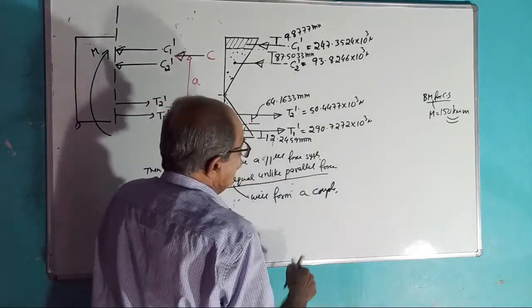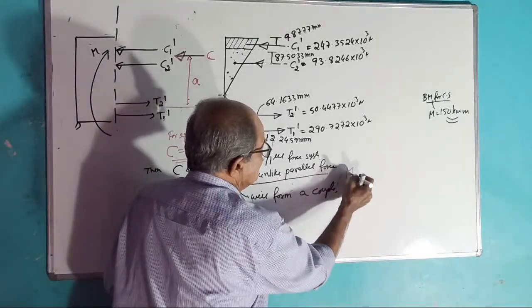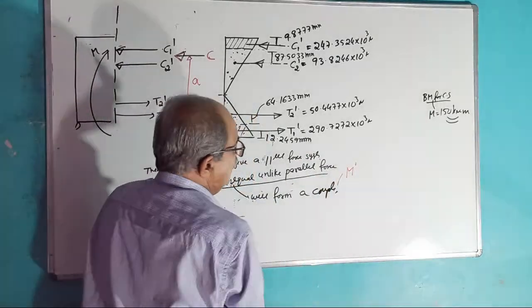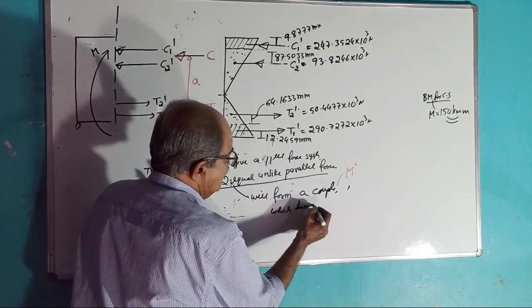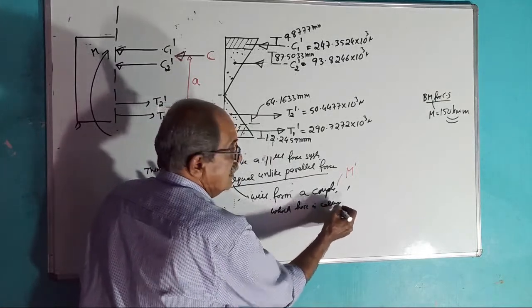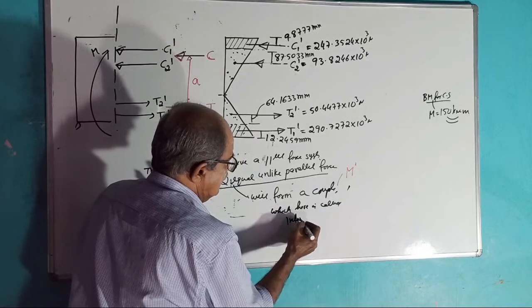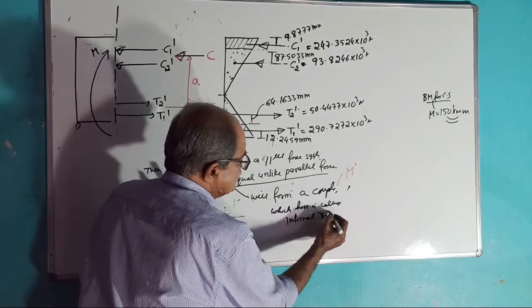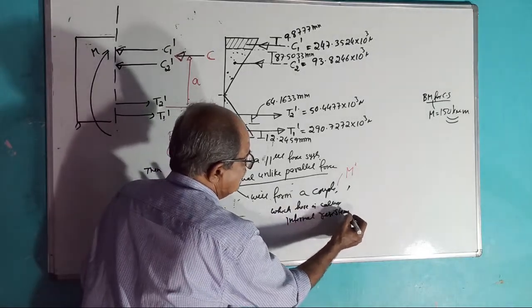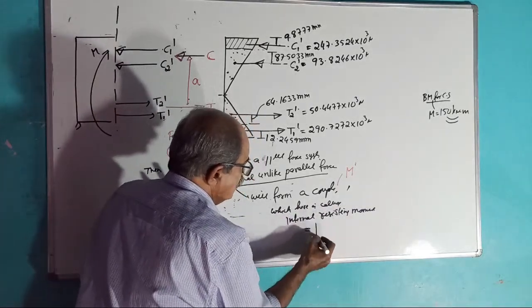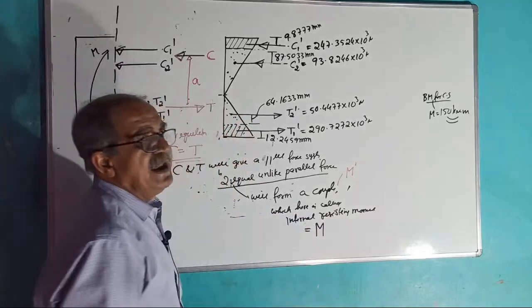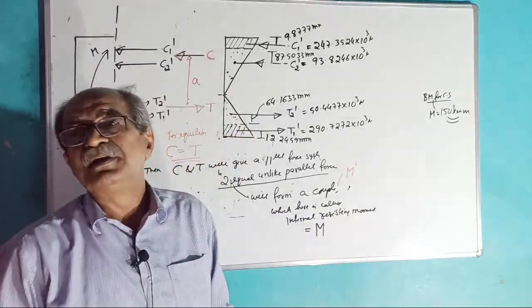Say that couple I am calling M dash. A couple which here is called the internal resisting moment. And for equilibrium it should be equal to the external bending moment M. This I have already told 10 times now.